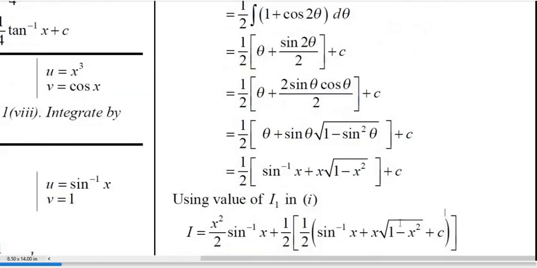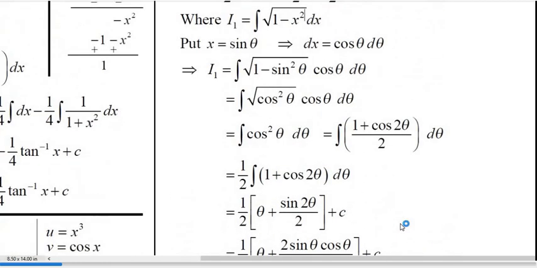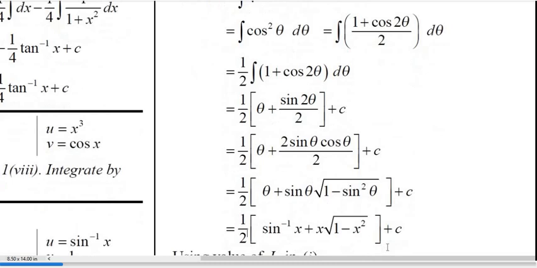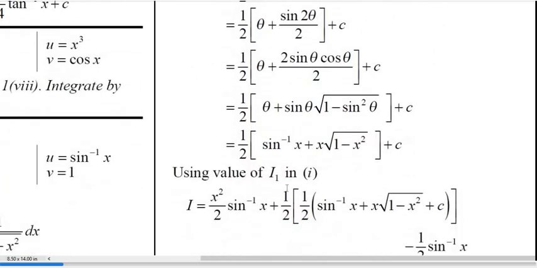This whole function we convert into sin theta, and we know that sin theta is equal to x. So here, in place of sin theta we again put x. Now next, here 1 by 2, in place of theta we write sin inverse of x.